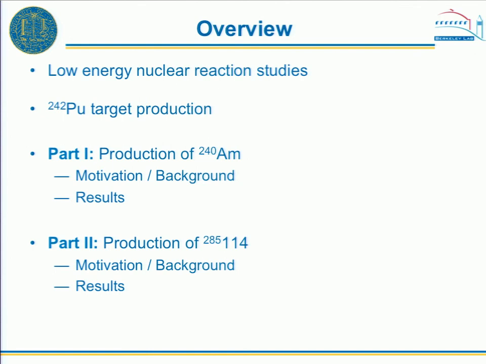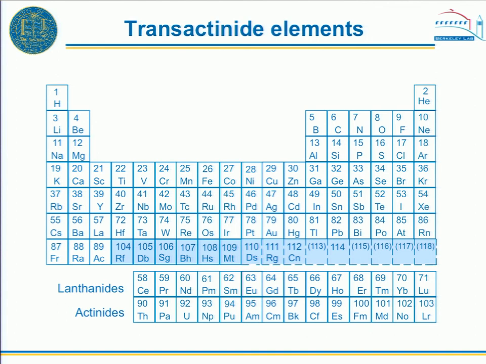What about our element 114 study? Well, let's take a step back to the periodic table. Element 114, the yet unnamed element 114, is one of what are dubbed the transactinide elements. Here the actinides end and the transactinides begin.